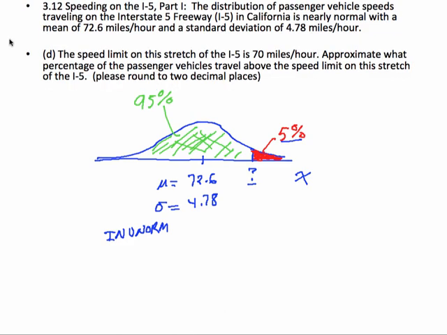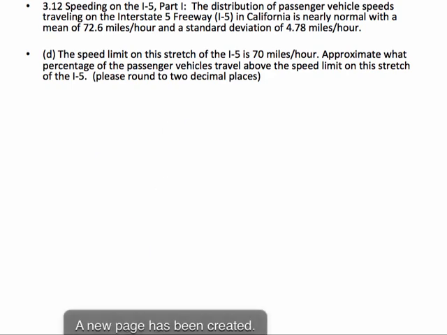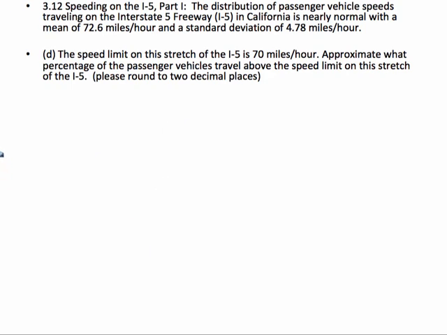All right, let's take a look at the next one here. Given the next one, we have the speed limit on this stretch of I-5 is 70 miles per hour. Approximately what percentage of the passenger vehicles travel above the speed limit on this stretch of I-5? Round your answer to 2 decimal places.